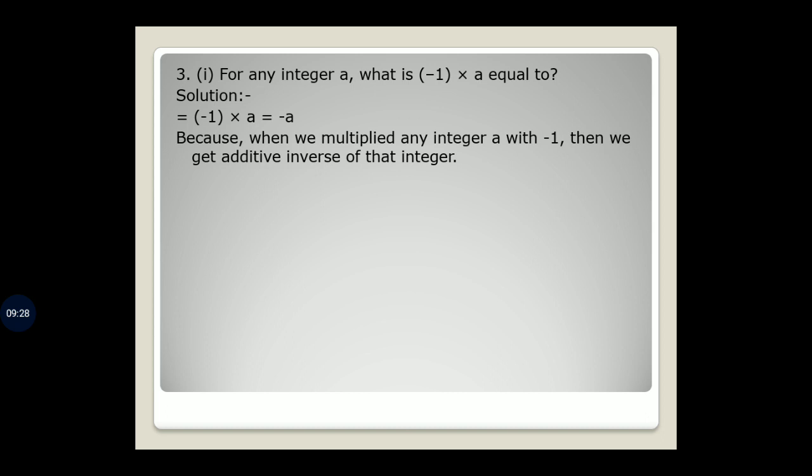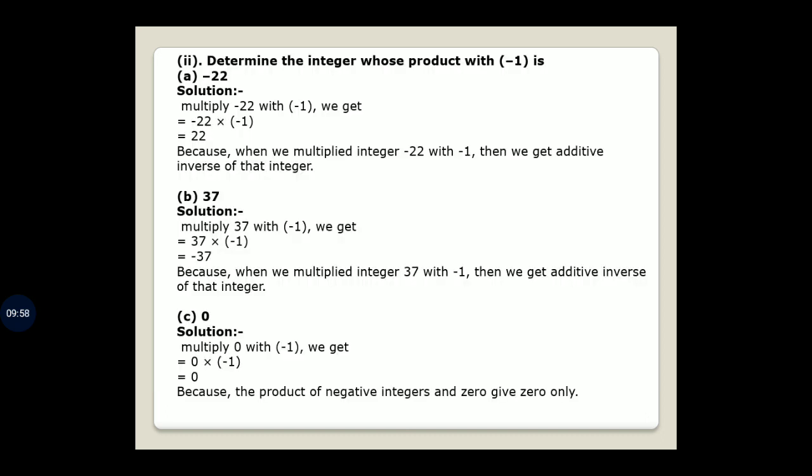Third problem of the exercise. For any integer a, what is minus 1 into a equal to? Solution is minus 1 into a gives you minus a, because when we multiply any integer a with minus 1, then we get the additive inverse of that integer. As you can see here, any number when you multiply with minus 1, the result is the additive inverse of that particular integer.